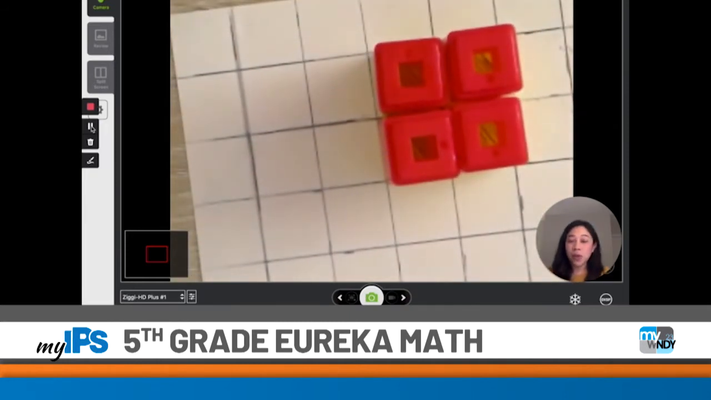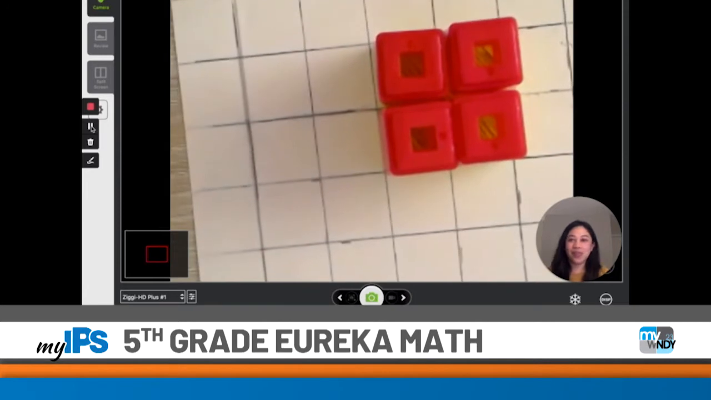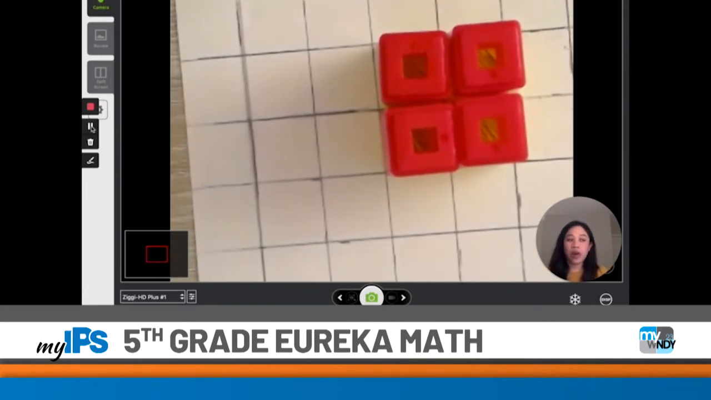So how many cubes are there now? There are 8 cubes total. So I'm going to now add a third floor.